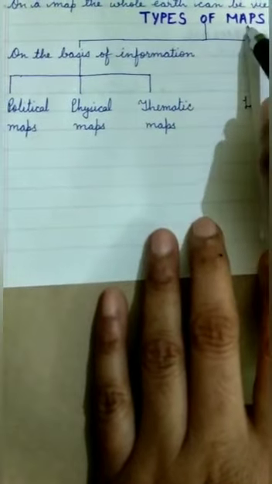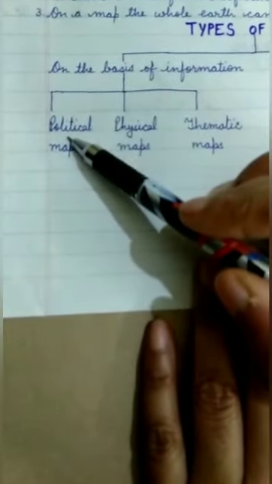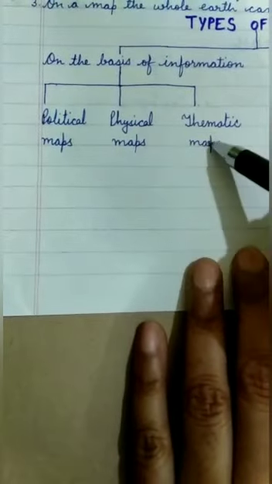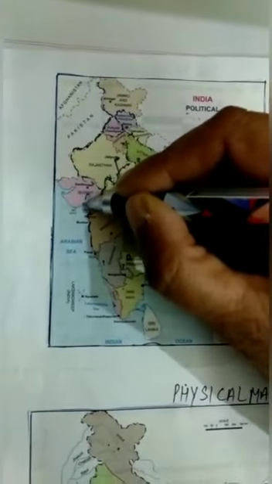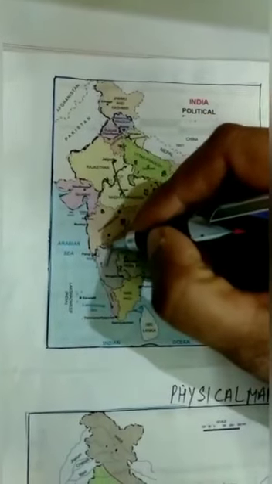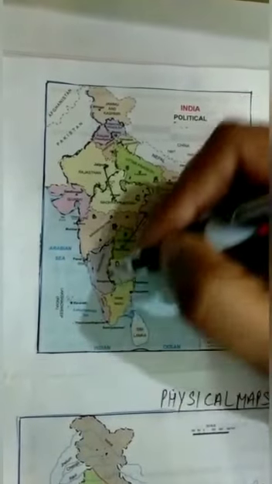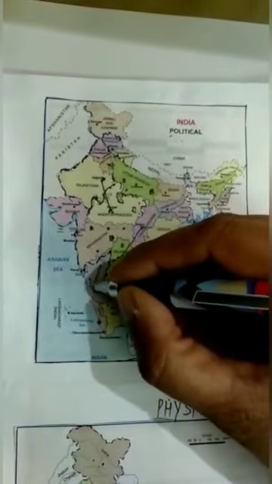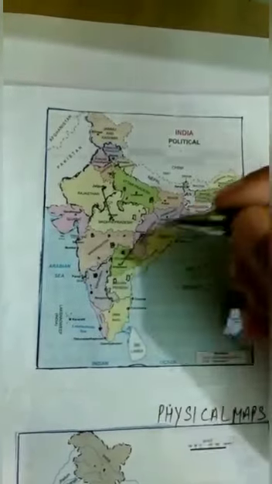Types of maps. On the basis of information, maps can be classified into 3 parts: political maps, physical maps, thematic maps. Political maps. A political map shows boundaries, state boundaries, capitals, towns, villages, cities, etc.